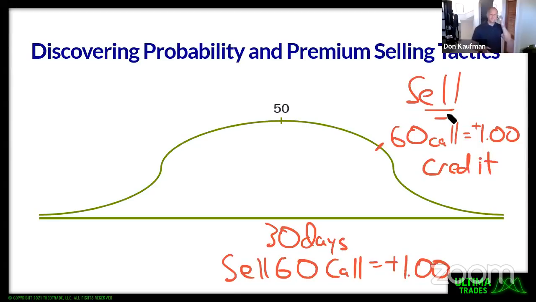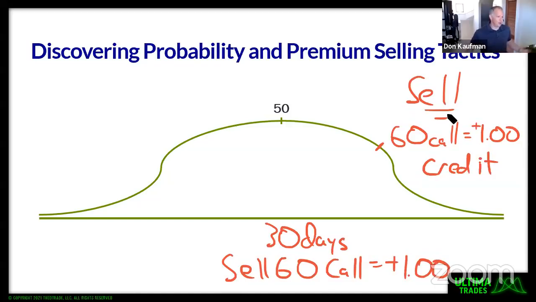What is a 60 call? A 60 call gives you the right to buy the stock at 60. But I'm not buying the 60 call, I'm selling it. So I'm giving somebody else the right to buy my stock from me at 60. Do I own any stock? No. Do I want to own the stock? No, not really. Do I have to own the stock? No. So why do I sell it?